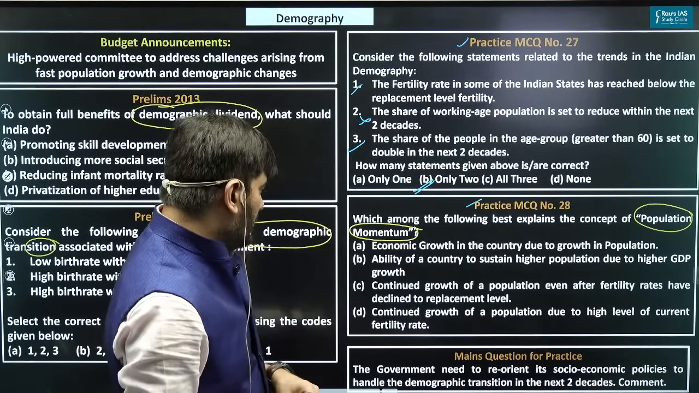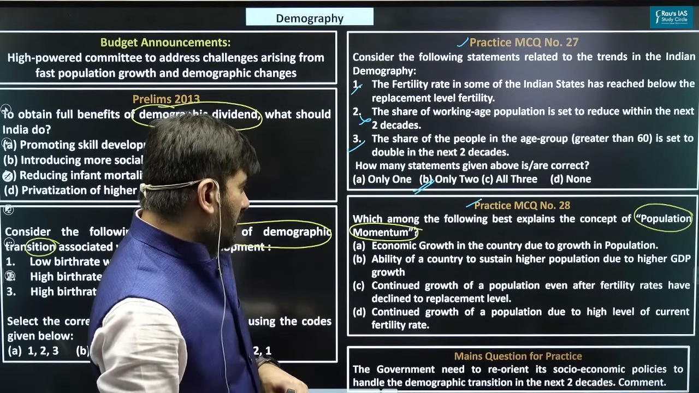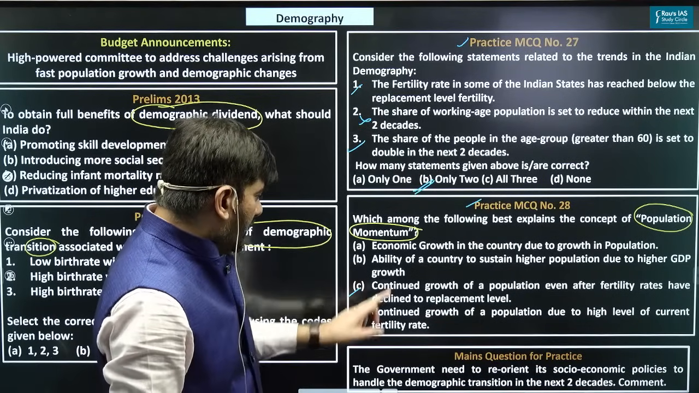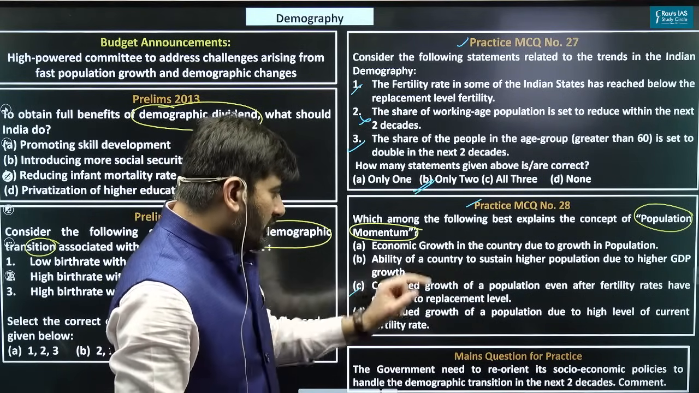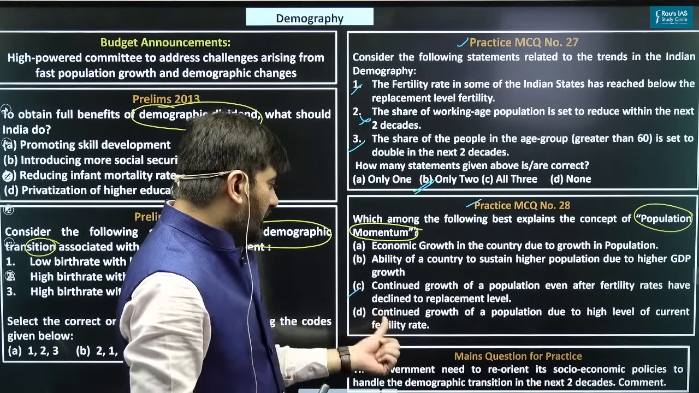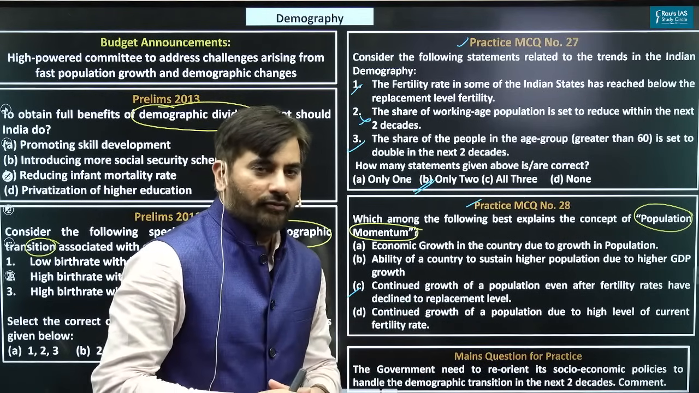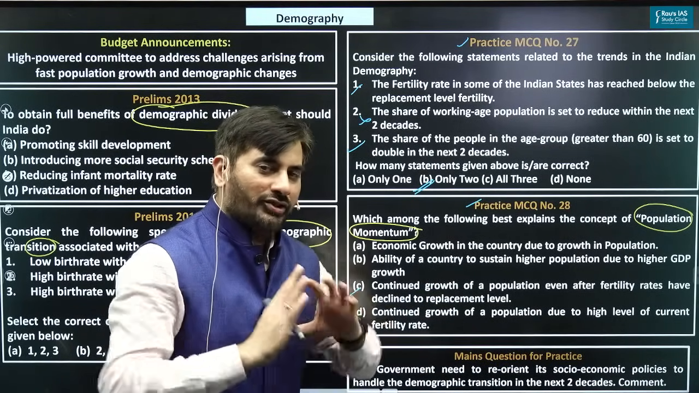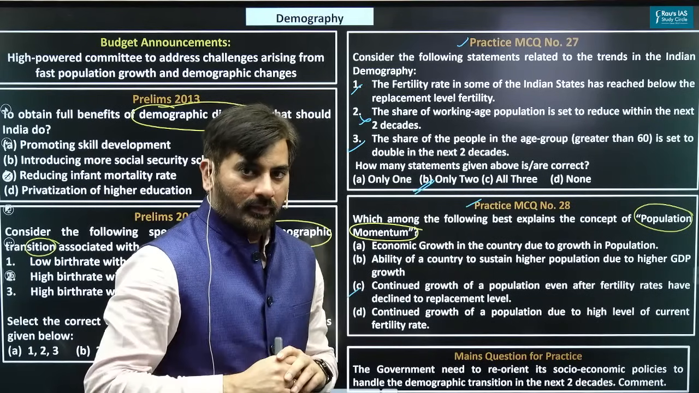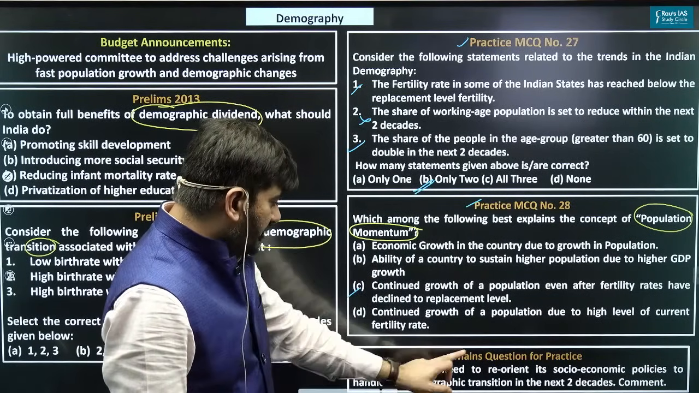Okay, when you see practice MCQ number 28, it means continued growth of a population even after fertility rates have declined to replacement level fertility. That is what population momentum is. Look at the mains question for practice.